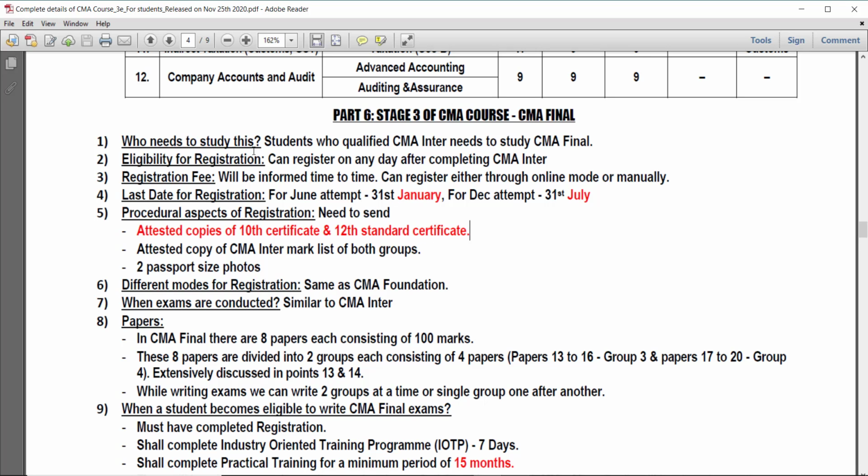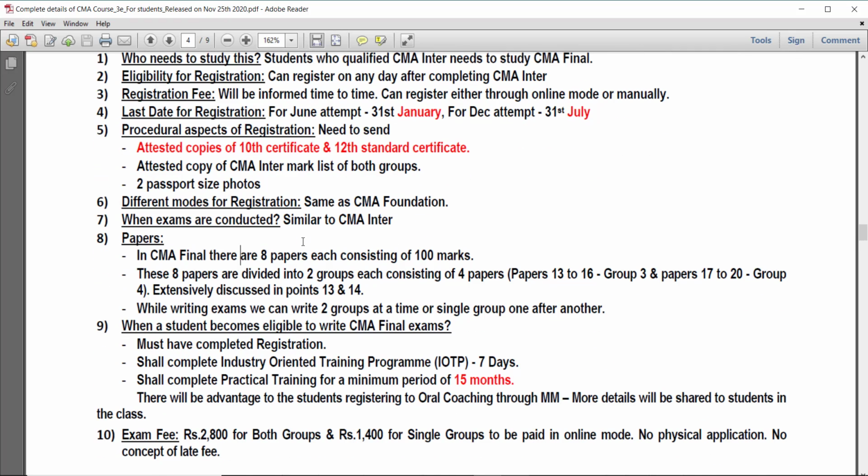So the majority of the information provided here will be similar to your CMA Foundation course and CMA Inter course. The procedural aspects are what you have seen in the CMA Inter course. The different modes for revision are the same as CMA Foundation, and when exams are conducted is the same as CMA Inter.